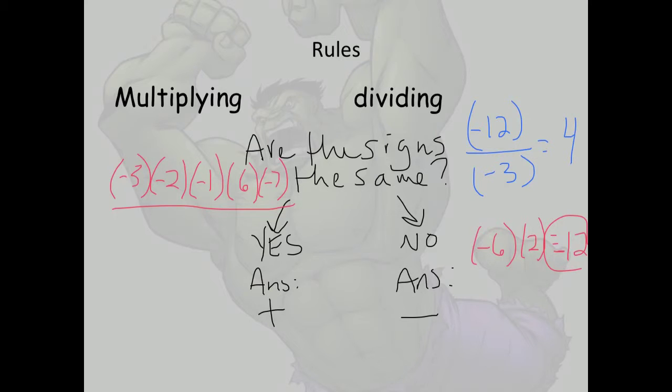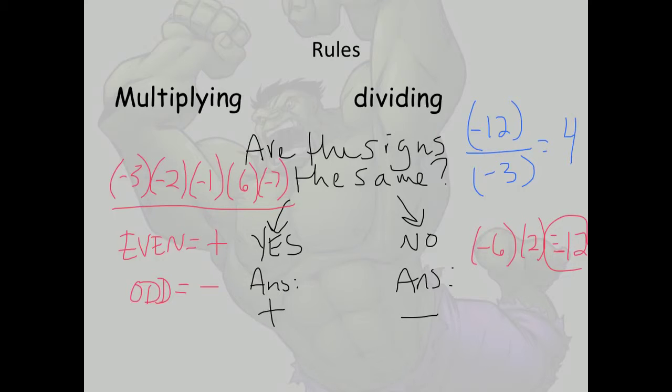Count the negative signs. So when we're multiplying a string of numbers, 1, 2, 3, 4, how many are there? There are 4 negative signs. 4 is an even number, so if you have an even number of negative signs, the answer is going to come out positive. If you have an odd number of negative signs, the answer is going to come out negative, which also fits in with these rules here, if you think about it.